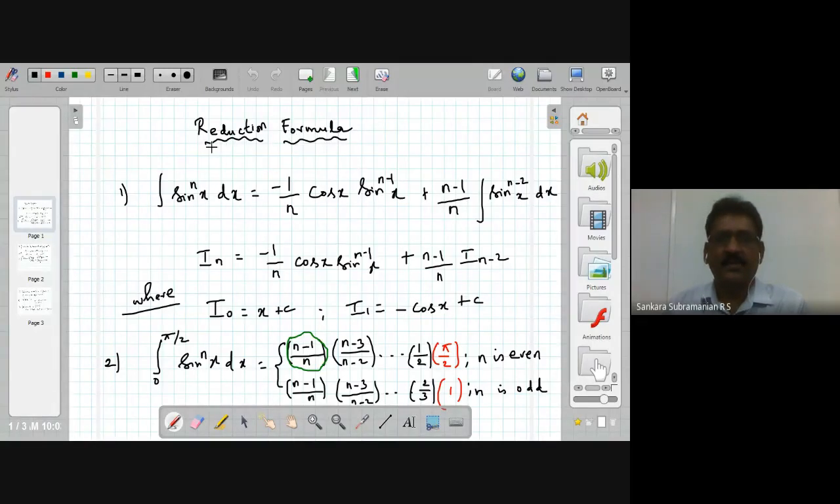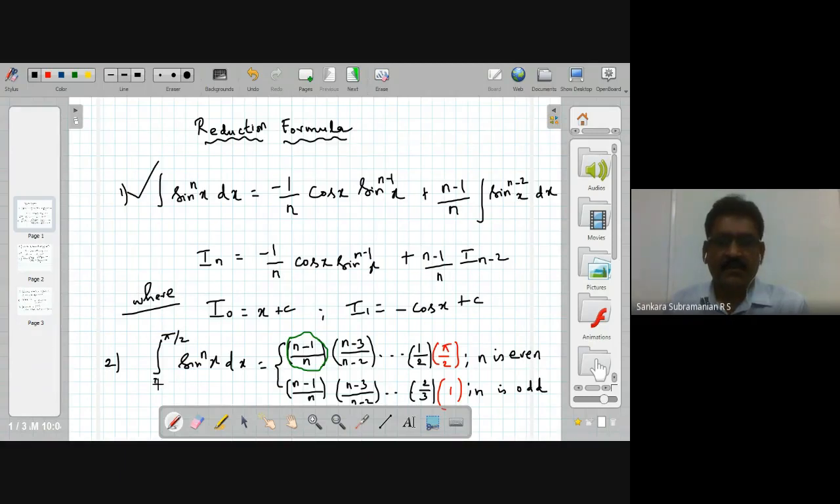Just I want to review. In the last class we talked about the reduction formula for the integral of sine power n x dx. Usually we denote it as I suffix n, which we proved is minus 1 by n cos x into sine to the power n minus 1 x, plus n minus 1 by n times I n minus 2. This holds good for n greater than or equal to 2. Therefore, I naught will be x plus c, and I1 will be minus cos x plus c. We also found values for sine cube x and sine power 4 x in the previous class by substituting with I n minus 2, then finding I n minus 4, and so on, and we can calculate the integral of sine power n x dx.